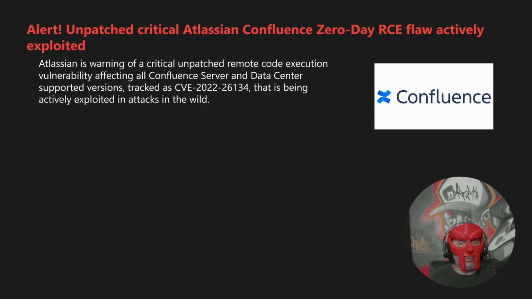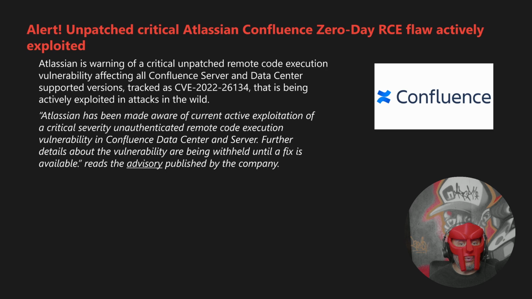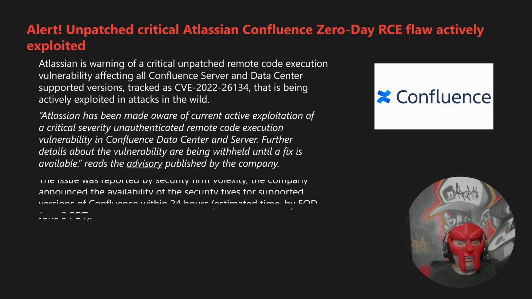Atlassian is warning of a critical unpatched remote code execution vulnerability affecting all Confluence Server and Data Center supported versions, tracked as CVE-2022-26134, that is being actively exploited in attacks in the wild. "Atlassian has been made aware of current active exploitation of a critical severity unauthenticated remote code execution vulnerability in Confluence Data Center and Server. Further details about the vulnerability are being withheld until a fix is available," reads the advisory published by the company.